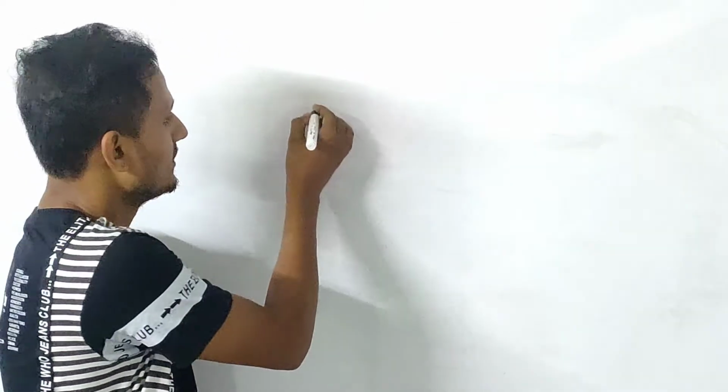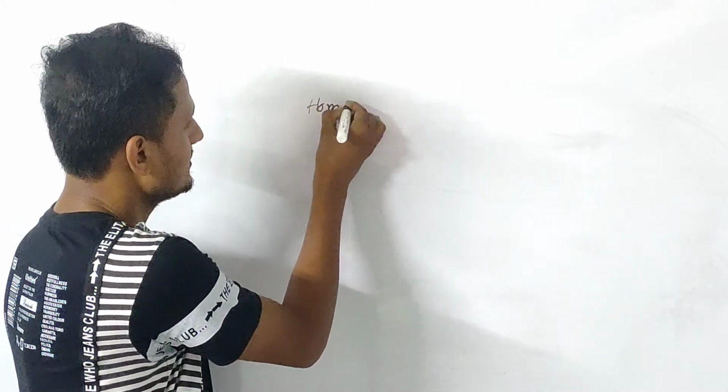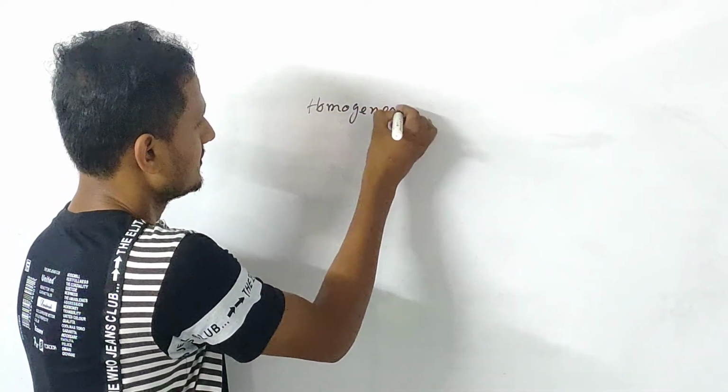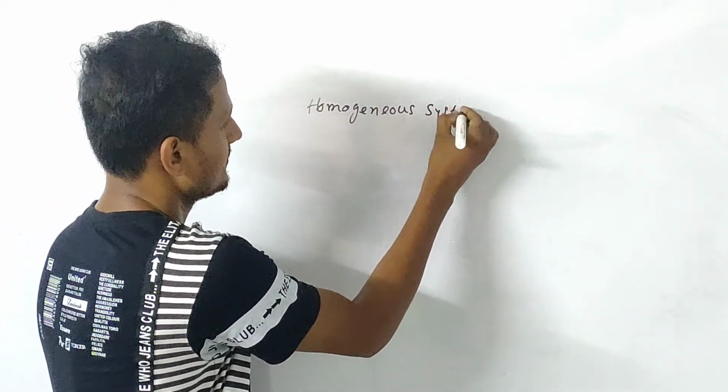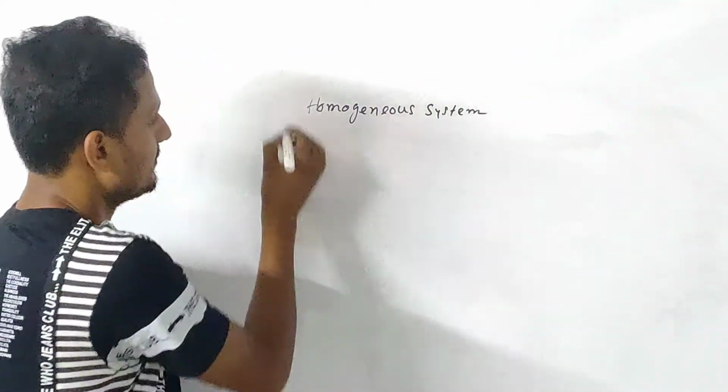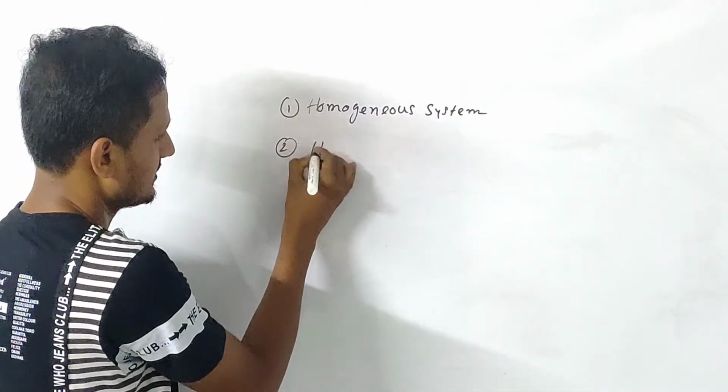Now here we have already discussed closed system, isolated system, and open system. Now we can classify the system again according to the composition of the system, like homogeneous system and heterogeneous system. Number 1 homogeneous system, number 2 heterogeneous system.